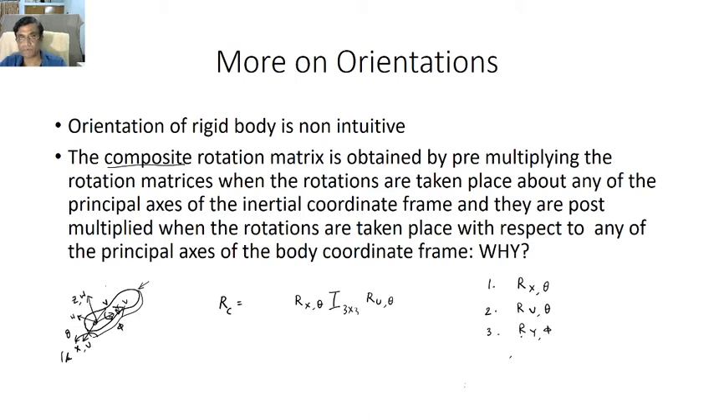Then, another operation you have given about the y-axis of the inertial coordinate frame, so it will be pre-multiplied. So this is the correct orientation matrix after these operations. The final description of the body can be given by this composite rotation matrix, as you will get by multiplying this matrix, this matrix, and this matrix.